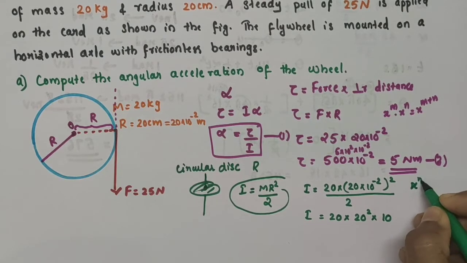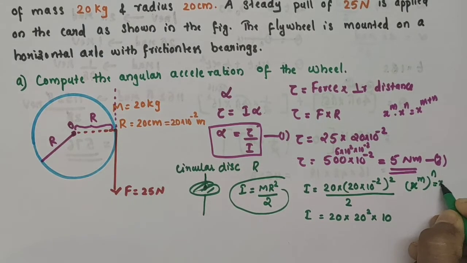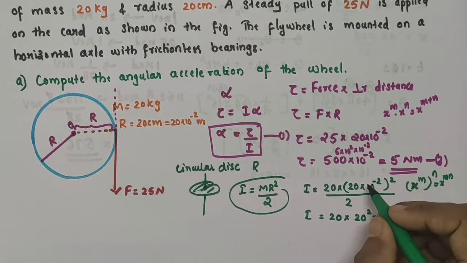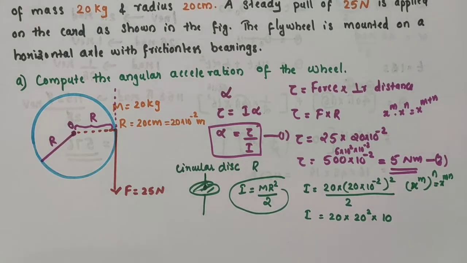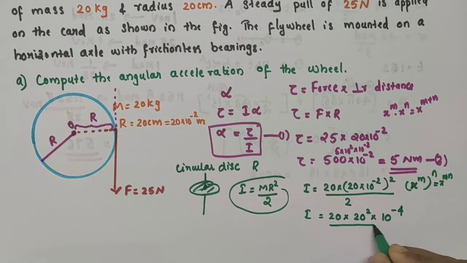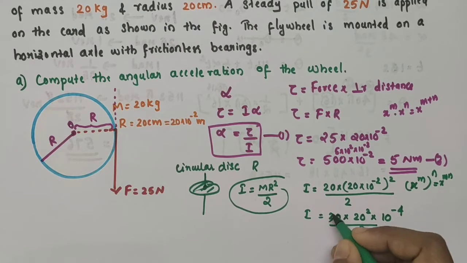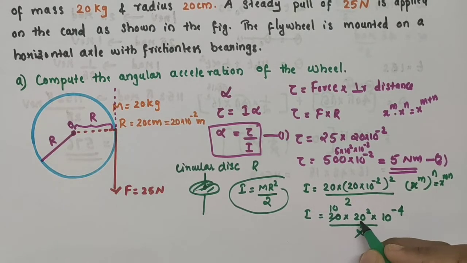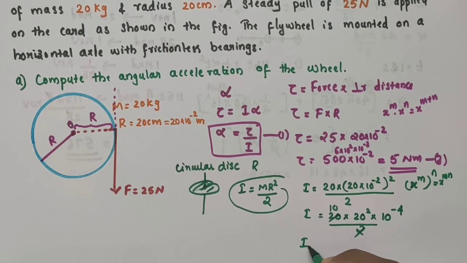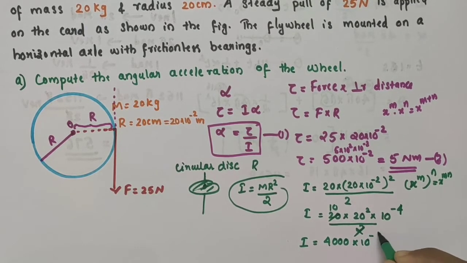That is, x raised to m all raised to n is equal to x raised to m into n. So 10 raised to minus 2 all raised to 2 is equal to 10 raised to minus 2 into 2, that is 10 raised to minus 4, divided by 2. Cancel 10. 20 square is 400. 400 into 10 is 4000. So I is equal to 4000 into 10 raised to minus 4.